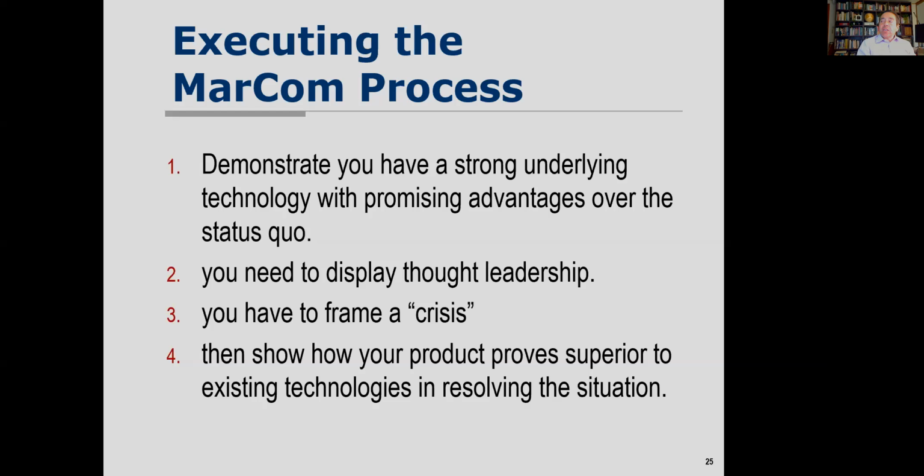So how do you execute the marketing communication process, especially if you have a technology? Demonstrate you have a strong underlying technology with promising advantages over the status quo. Very important to display thought leadership, especially in technology, where you're seen as the leaders in this field, whether it be in content, in science, in policy, and so forth. So sometimes people say companies get involved in governments, maybe to manipulate the regulatory process and lobby for payments or lobby for favorable regulations.